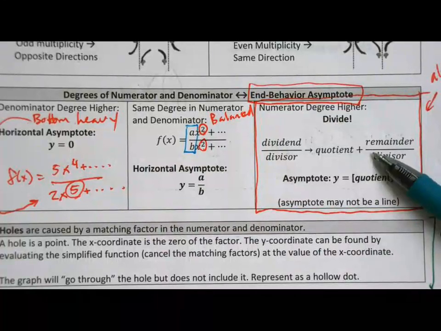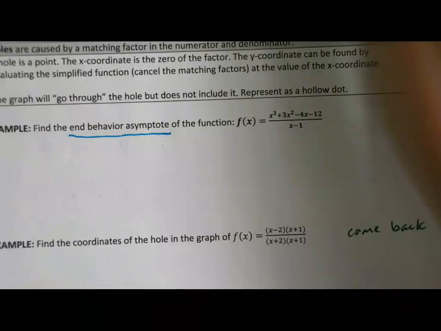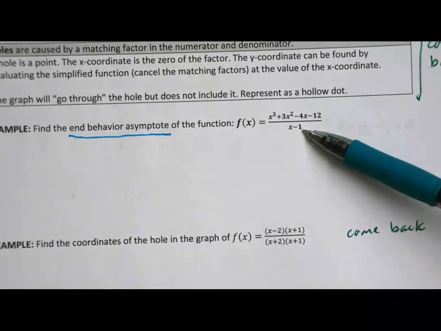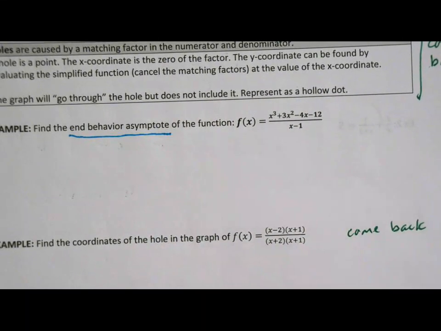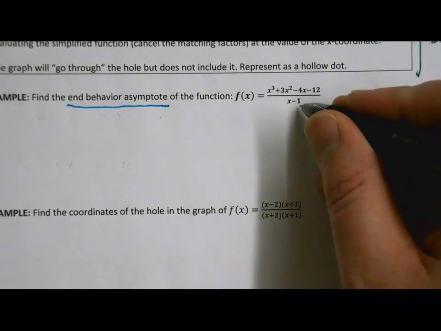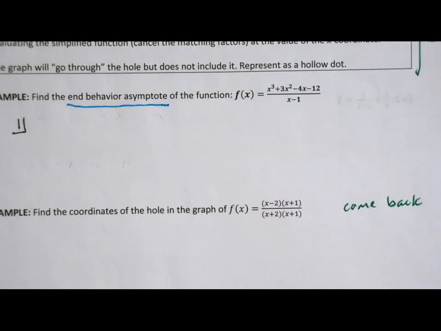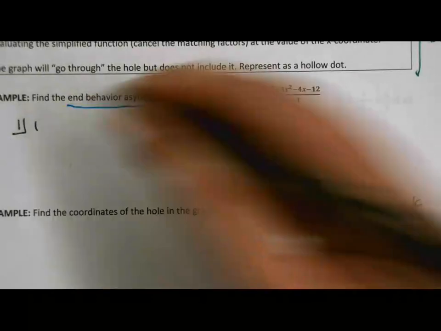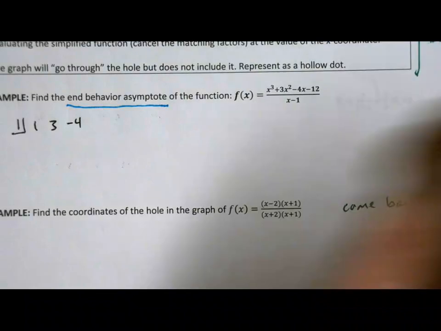And the key to this is we've got to divide. We have to divide. So we're going to do a division problem with this. Now that is a linear denominator, so we could do synthetic division. Would you guys like to do synthetic division? Yeah, let's go ahead and do synthetic division. So this would be a positive 1 inside my box. 1x to the third, 3x to the second, negative 4x, and negative 12.